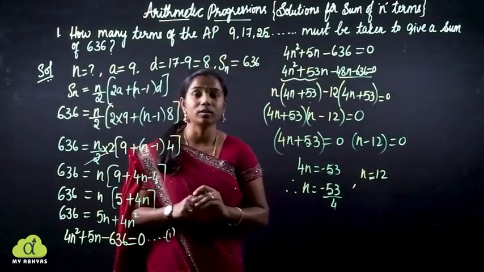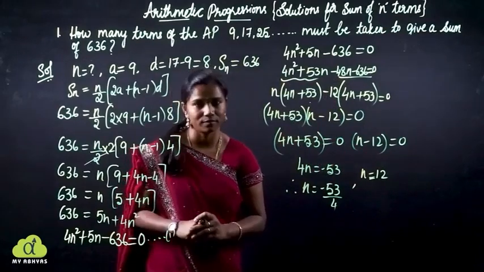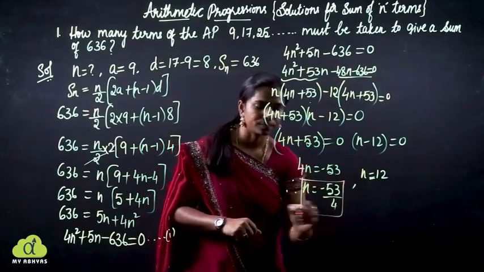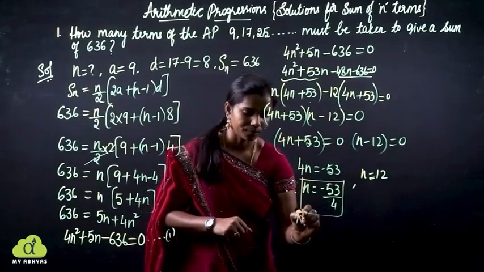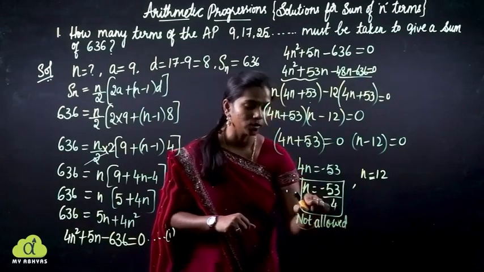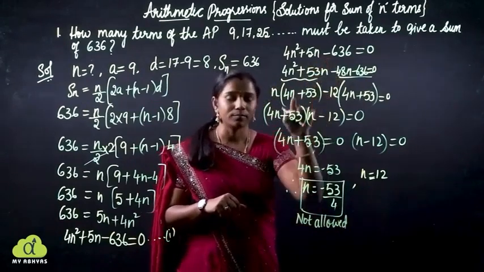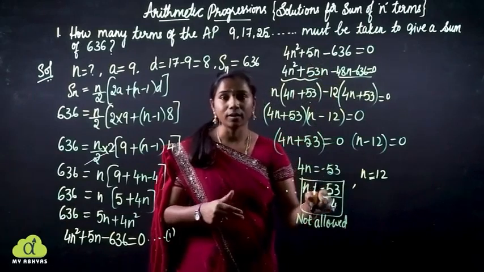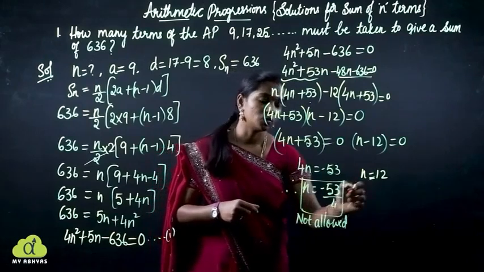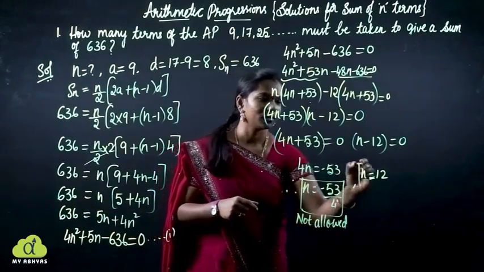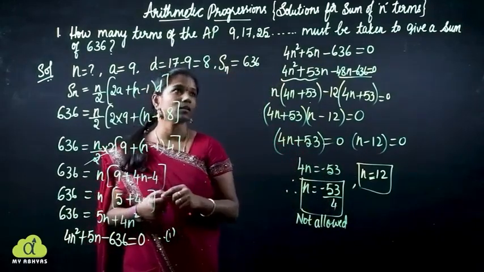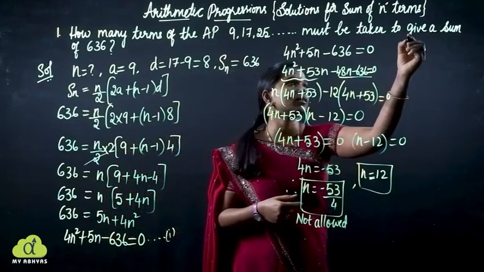So same dialogue again. I'll tell the same thing here. The n value will not take fractions or negative because it is a term. Fine. So we will not accept this. Yes, it is not allowed. The reason is here we have got the n value with respect to this equation, but n cannot be taken as negative or fractions with respect to arithmetic progression. Clear? So, what is the value of n here? It is 12. That means what? Go back to the question. How many terms of the AP, the given AP, must be taken to give a sum of 636?